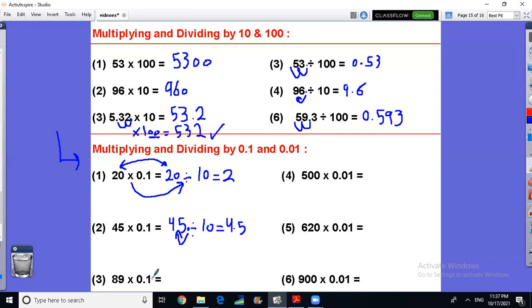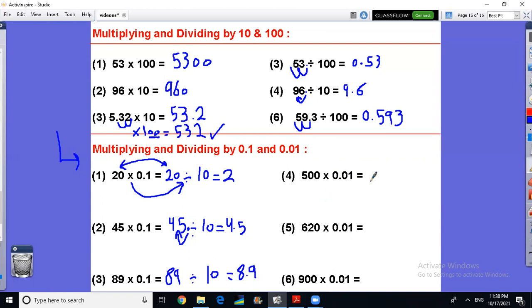Question 3. 89 times 1/10. It is the same as 89 divided by, it's 1/10, so it's 10. Equals, move the decimal point. It's 89.0, so the point is always here. Move it one digit to the left. It's 8.9. Let's now go to the hundredth.